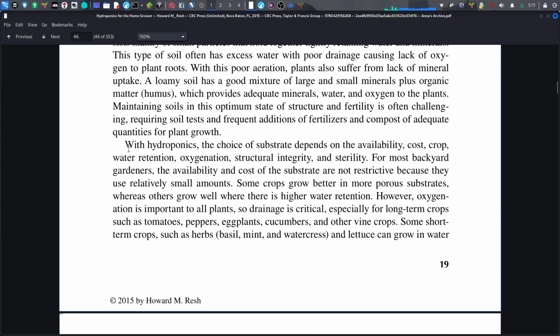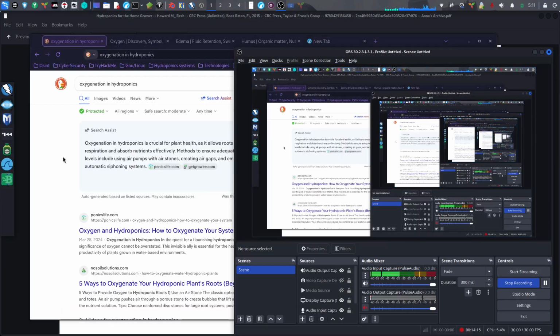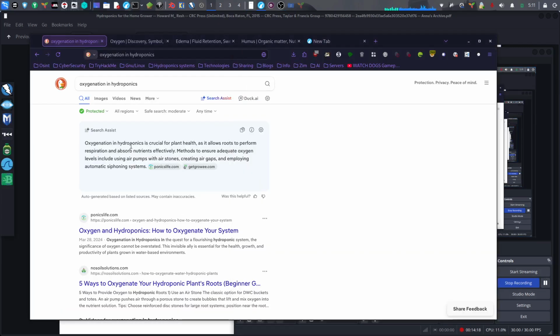We're reading water retention. I don't know what it means. Let's check. I'll pause. Oxidation in hydroponics is critical for plant health, as it allows roots to perform respiration and absorb nutrients effectively. Methods to ensure adequate oxygen levels include using air pumps with air stones, creating air gaps, and employing automatic siphoning systems.